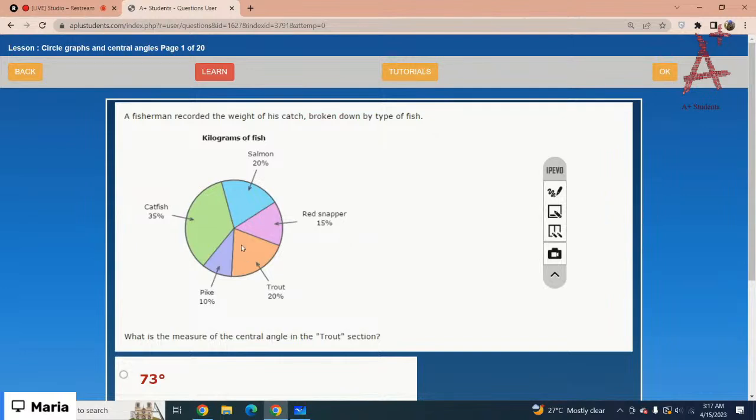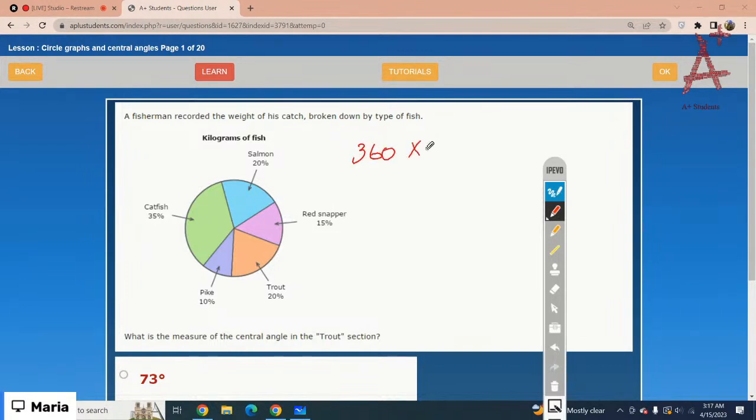Okay, so the trout section is 20%. A circle has a total of 360 degrees. Got it? So just calculate 20% of the 360. You have to divide it by 100. The 0 and 0 cancel out. 36 times 2 is 72 degrees. So that means here the angle would be 72 degrees.